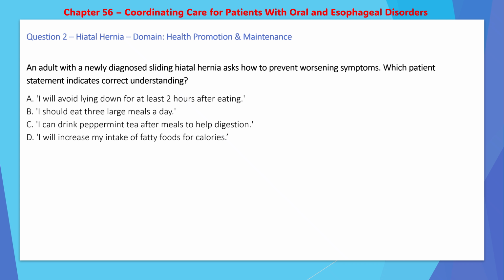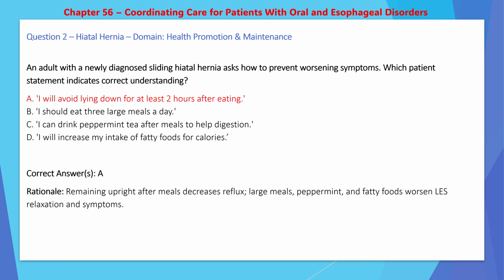I should eat 3 large meals a day. I can drink peppermint tea after meals to help digestion. I will increase my intake of fatty foods for calories. Correct answer is I will avoid lying down for at least 2 hours after eating, because remaining upright after meals decreases reflux. Large meals, peppermint and fatty foods worsen lower esophageal sphincter relaxation and symptoms. Next.